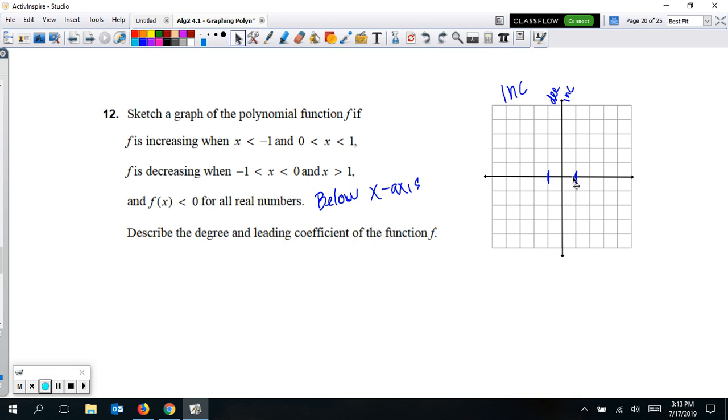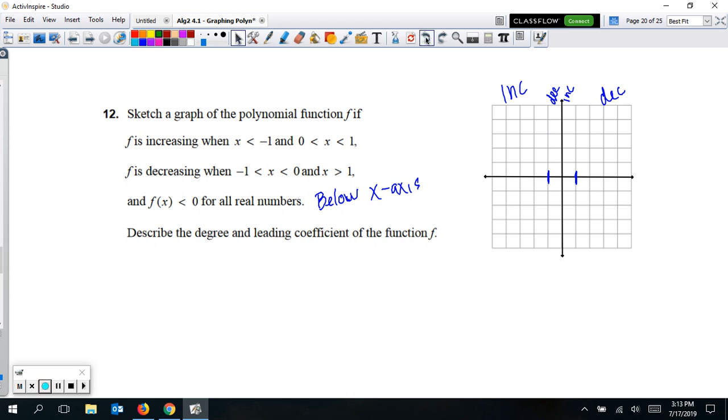And then once we pass +1, what's it doing there? Well, right here it says when x is greater than +1, it's decreasing again. So decreasing on this side. So it's increasing, then as soon as it hits this, it's going to change direction and decrease, then it's going to increase, and then it's going to decrease.